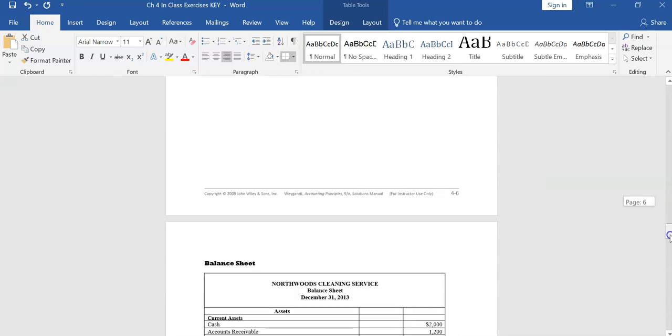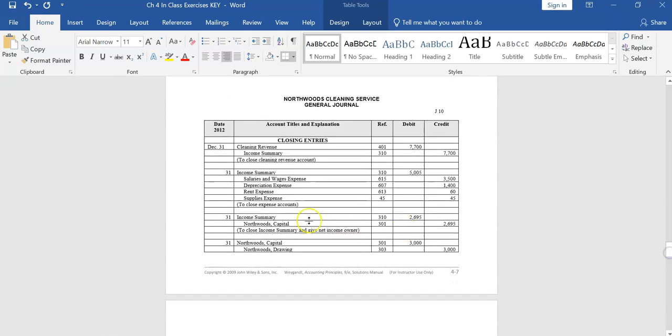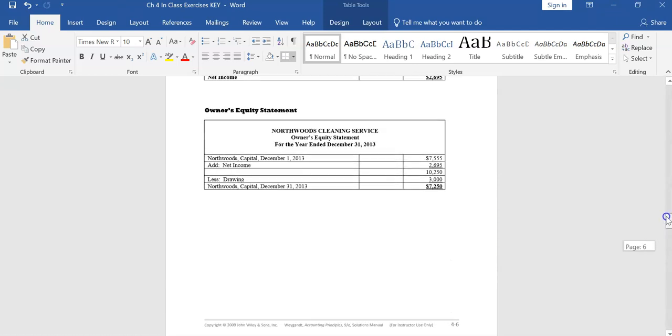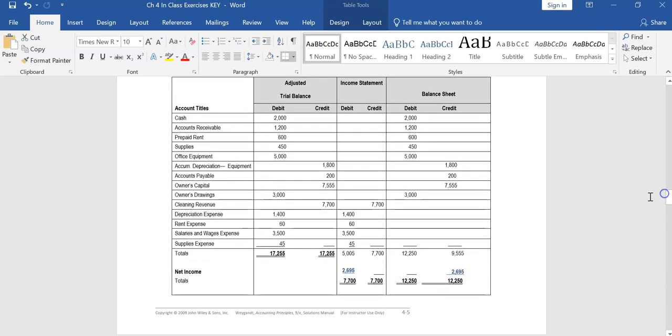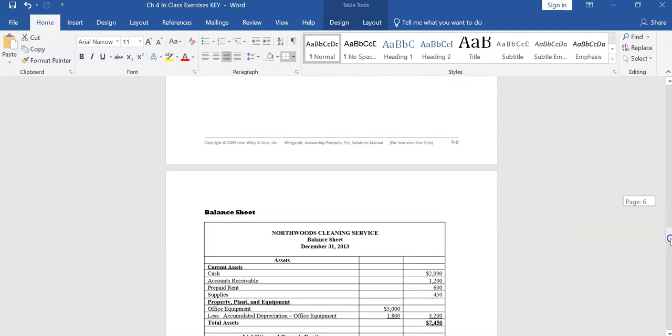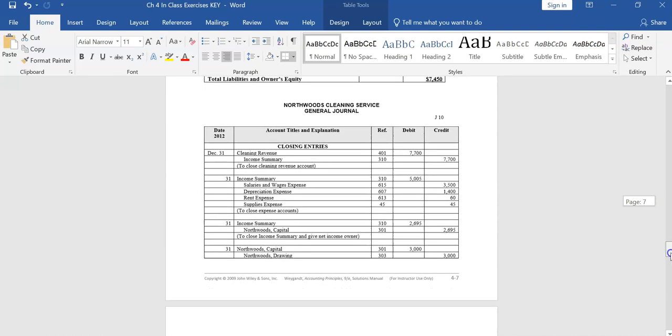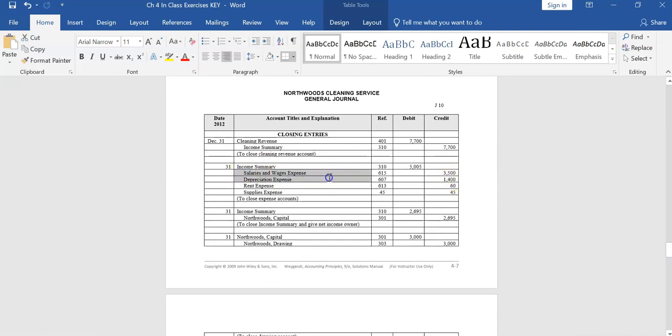The first closing entry closes out revenues. Revenues have a credit balance. To close them out, we will debit it. We will transfer the total amount of the revenue into the income summary account with a credit. Next closing entry will close out the expense balances. We have 4 expense accounts. Each have a debit balance. To close out those debit balances, we will credit those 4 expense accounts.